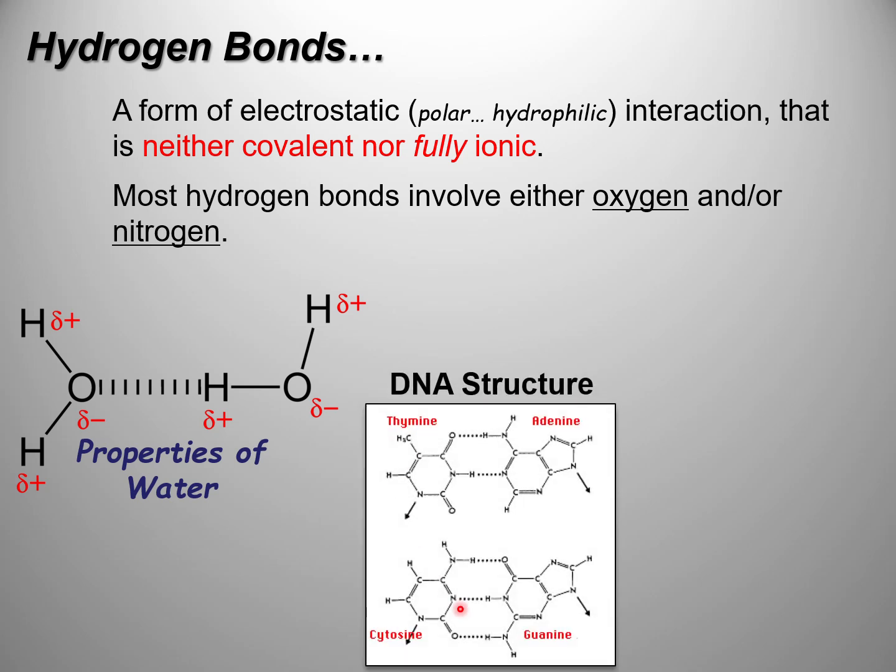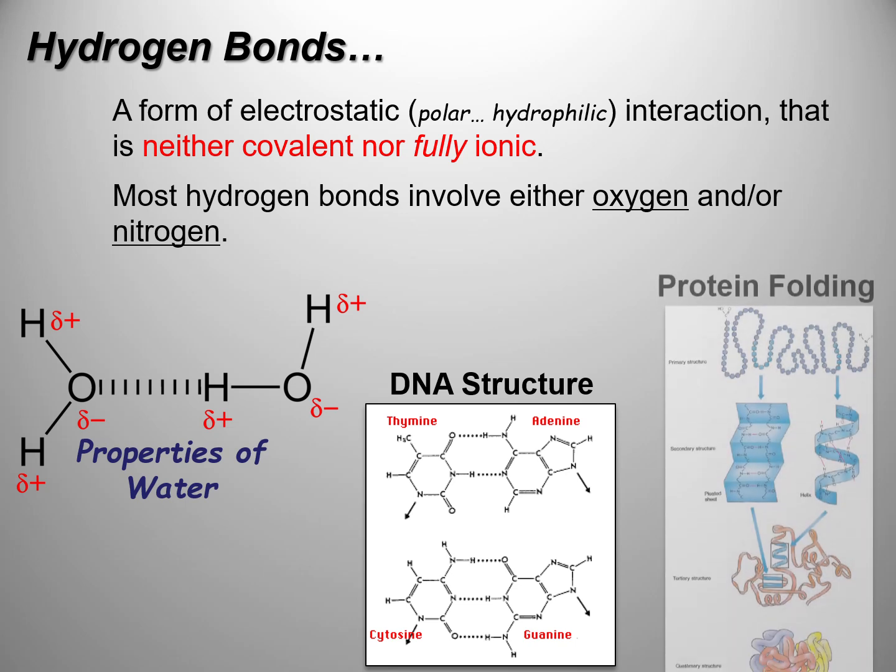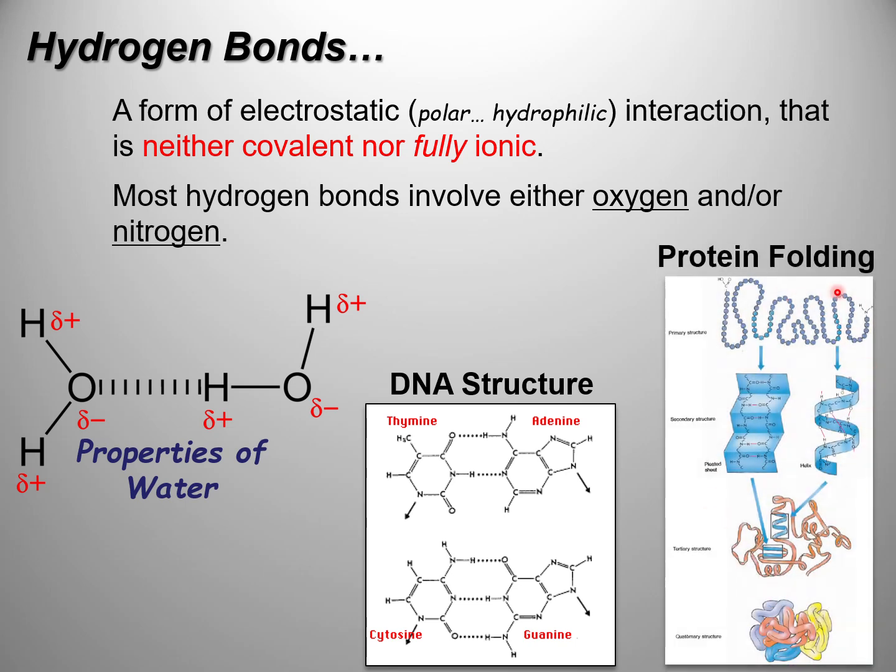But hydrogen bonds are super important in DNA structure. We have the double helix, if you will. One strand on one side, another strand on the other side, stabilized by hydrogen bonds. And you see these little dots here between either a nitrogen or an oxygen and a hydrogen. Super duper important in protein folding. When we get to the different structures, secondary, tertiary, and quaternary structure, hydrogen bonds are going to be very, very important in those structures.